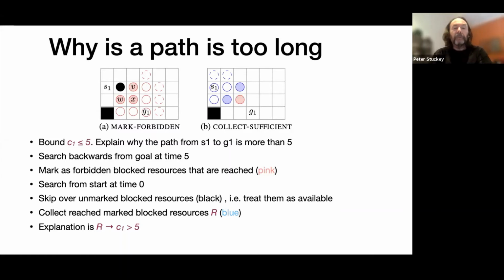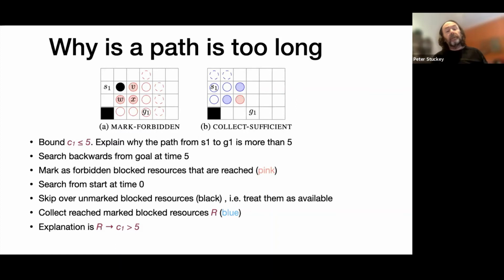We start a backwards search from G1 at time 5, because we know we have to arrive there by time 5. And we find what resources are blocked. So we find that even though there are 4 blocked places, the black node is also being blocked at the appropriate time, only 3 of them are visible from the goal, right? Once we reach the V is blocked and W is blocked, we can't get to the other black location. So we mark all these blocked locations from the goal.